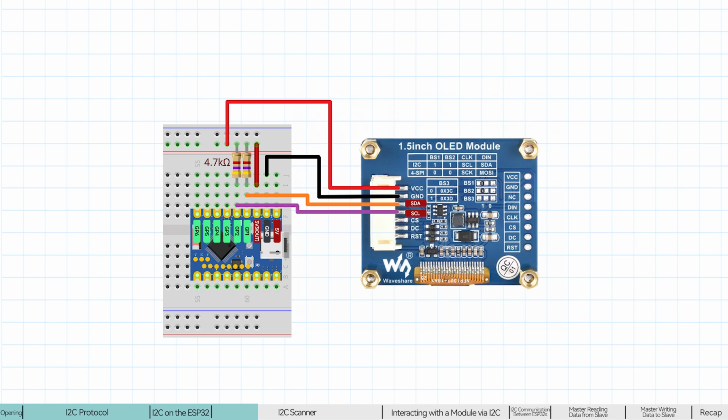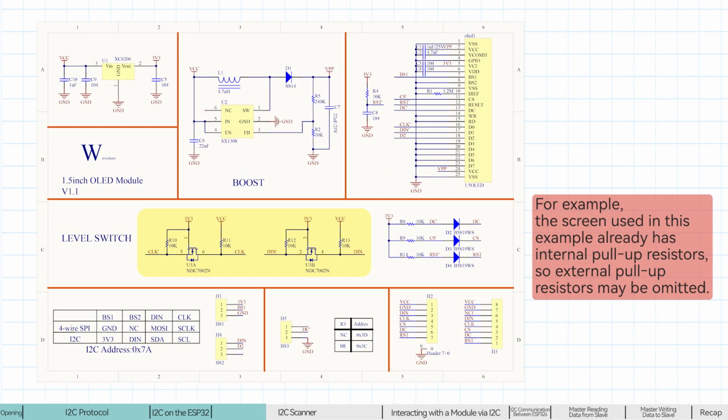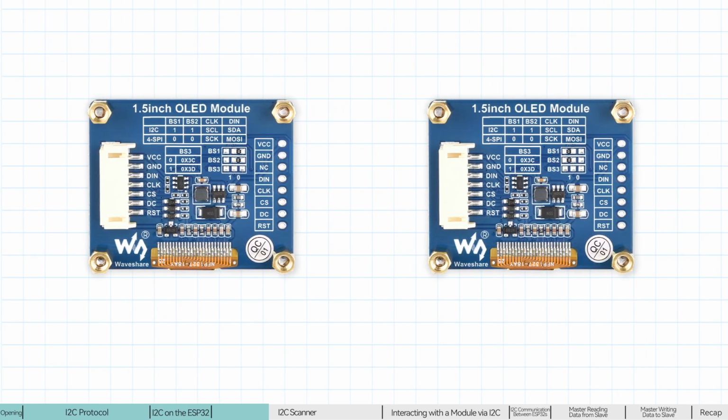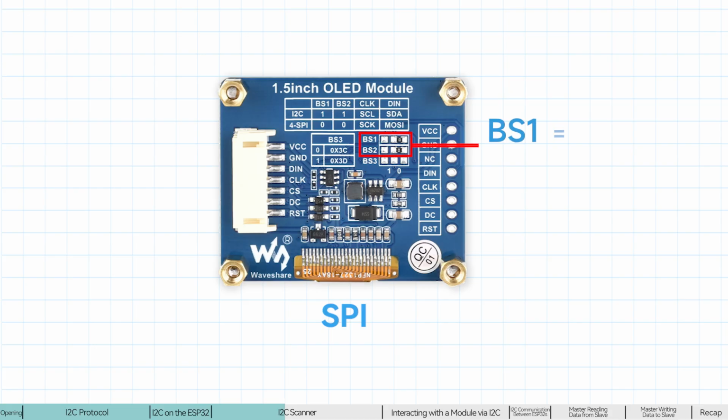Note: many I2C modules already have built-in pull-up resistors, so external ones are not needed. If unsure, please consult the module documentation or schematic. Additionally, the screen used in this example supports both SPI and I2C interfaces. You switch between them by reconfiguring the 0-ohm resistors at the BS1 and BS2 solder pads on the back of the module. By default, the module ships in SPI mode with BS1 and BS2 both set to 0. To use I2C, move the resistors to the I2C position, where BS1 and BS2 are both set to 1.